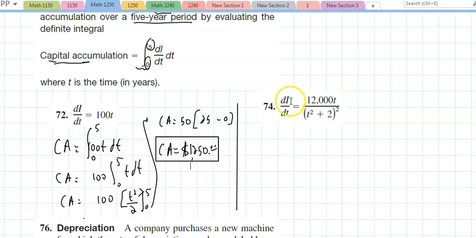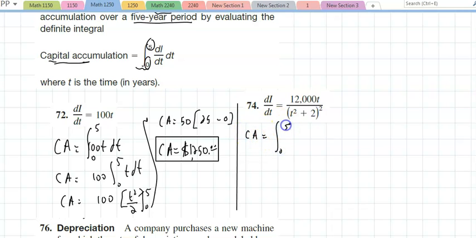How about this problem? Again, they told me I really don't have to do much work if I want to figure out the capital accumulation. That is the integral from 0 to 5 of 12,000 t divided by t squared plus 2 squared, right? The 12,000 is a constant. And if I let u equal t squared plus 2, du is 2t dt.